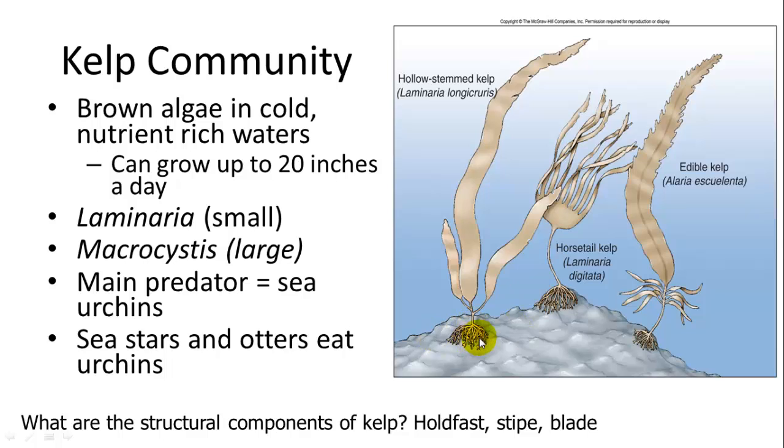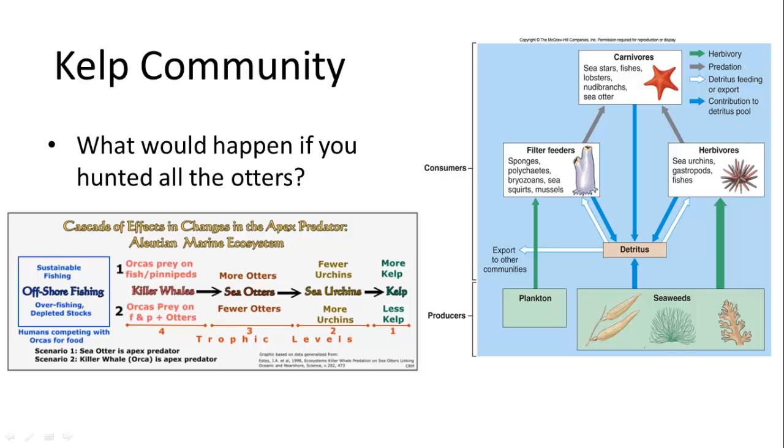These kelp have three main pieces: the holdfast, which ties it to the substrate, the stipe, which is like the stalk, and then the blade, which is like the leaf, but they aren't plants, they are algae. The kelp community has these predators, like we said before, which are very important to maintaining or reducing the herbivores which are going to eat the seaweeds and the kelp.